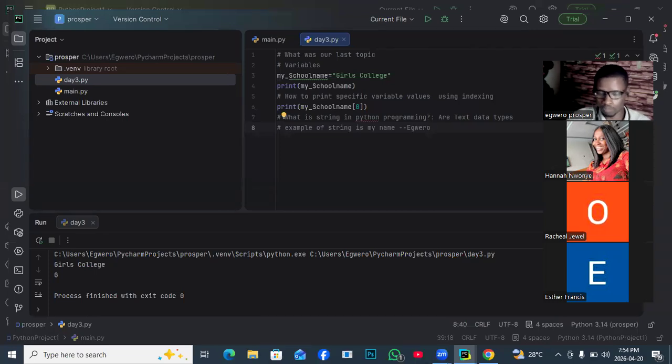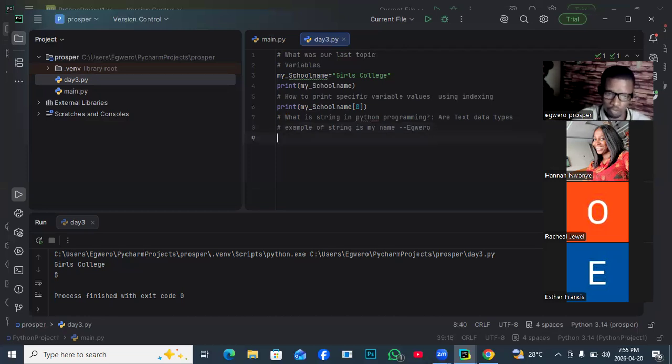Okay, so let me just explain. It is a string because it's a name, and also text. Look at the definition: strings are text data types. It comprises alphabets, right? Okay, so let's get that.